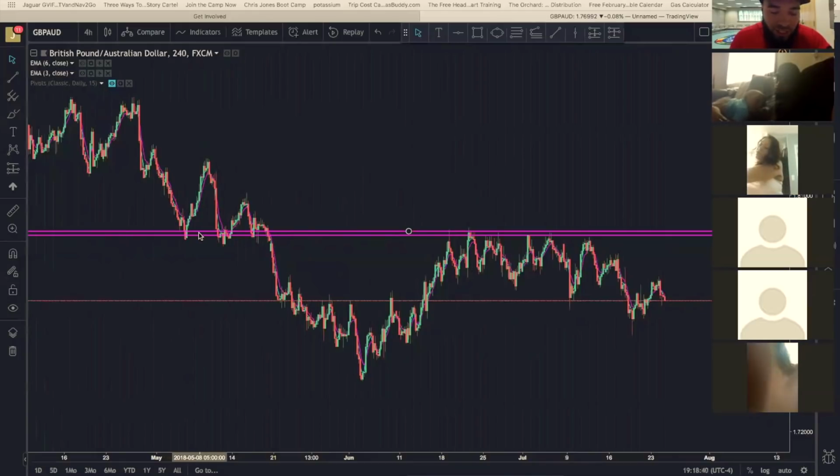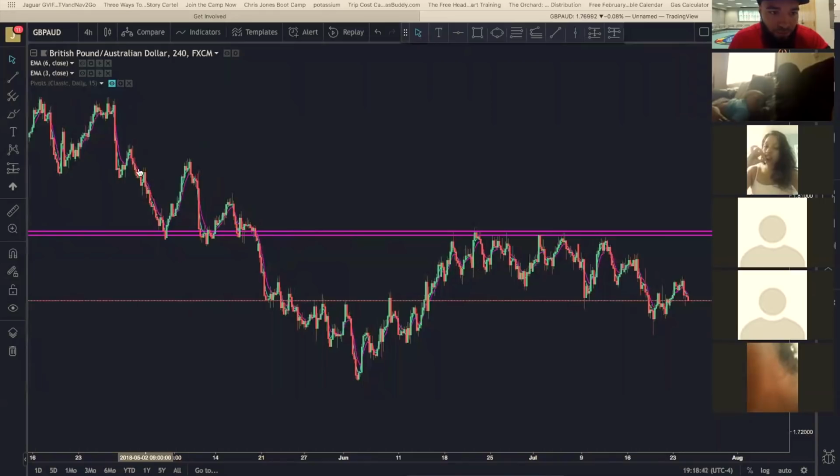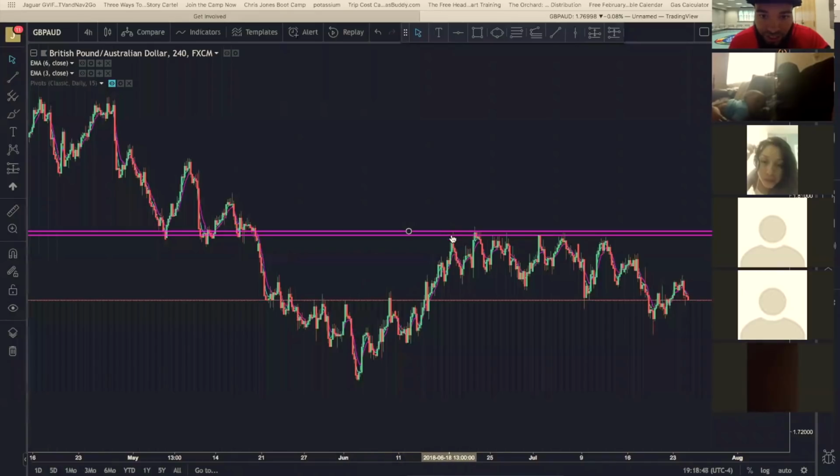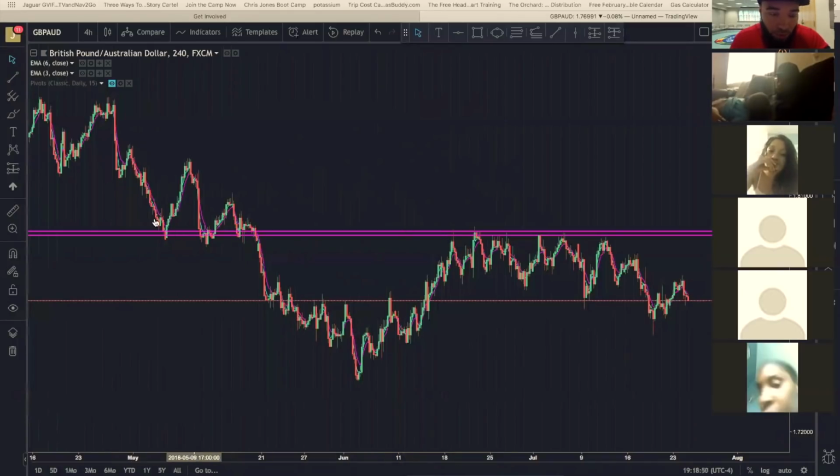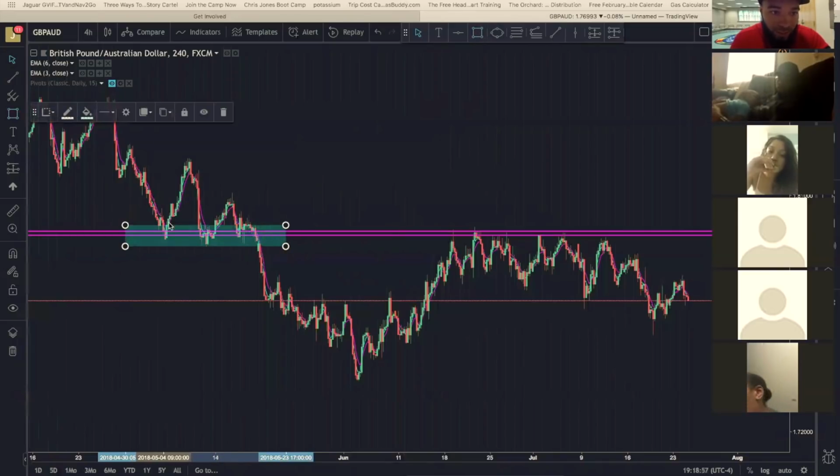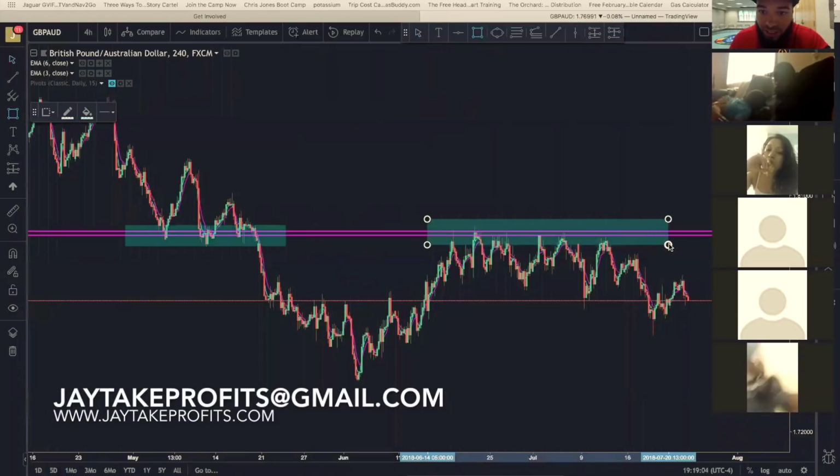Let me make sure that this makes sense to you guys. It needs to be support, and then it needs to flip and become resistance. It needs to be support. Boom. Here we go. Support, right? Because price is coming down and supporting, breaks through, and it needs to come back and be resistance.